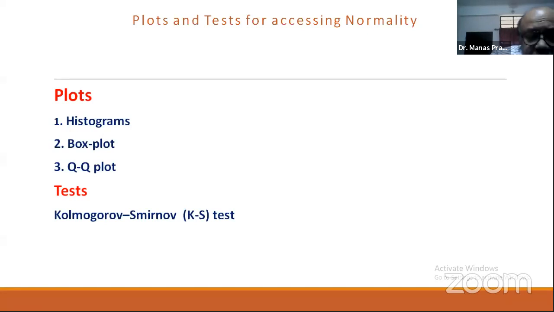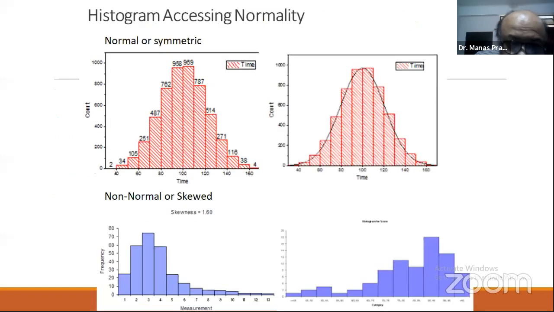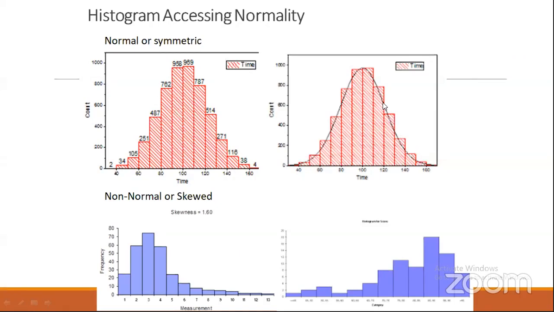These plots are the histogram, box plot, and QQ plot. These are the plots with the help of which we can check the normality of the data. So this is a histogram, right? If your histogram is shaped like this, that means it is a symmetrical shape. Then we can say my data follows a normal distribution. This is shaped like a bell. So this type is called symmetric or normal.